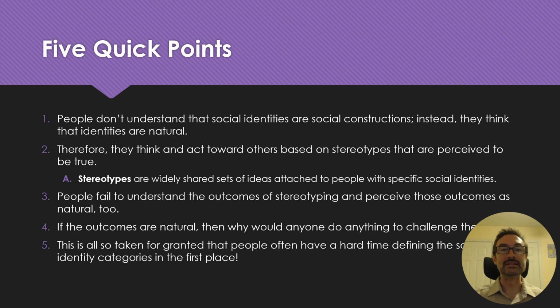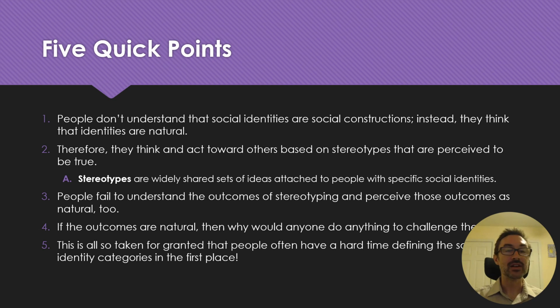Point number 3, since people have difficulty understanding point number 2, they fail to understand the outcomes of stereotyping others, like stigma, discrimination, and worse life chances all around for groups of people that receive a lot of negative stereotypes. And they take the outcomes of stereotyping and discrimination also to be natural things. Point number 4, if people think that stereotypes and discrimination against certain social identity groups are natural, then no one is going to change anything. And if you try to change something, you'll encounter resistance.